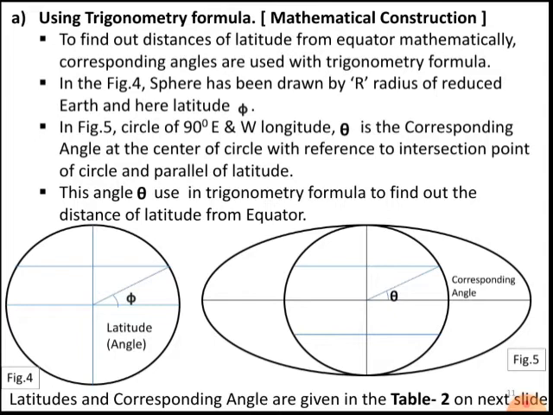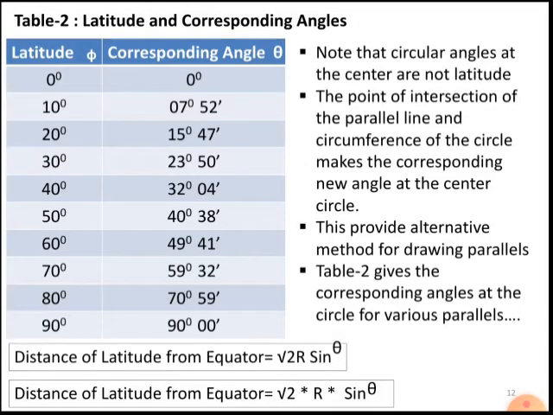And when you use the trigonometrical formulas like sine, cos, you have to find the cos of these corresponding angles. With respect to the different latitudes, a table of corresponding angles has been given. You will find it in the second slide. Look at this: the latitudes are given at 0 to 90 with 10 degree intervals, and with that you will find the corresponding angles here, right? These corresponding angles are the angles which you must use with the trigonometrical functions.